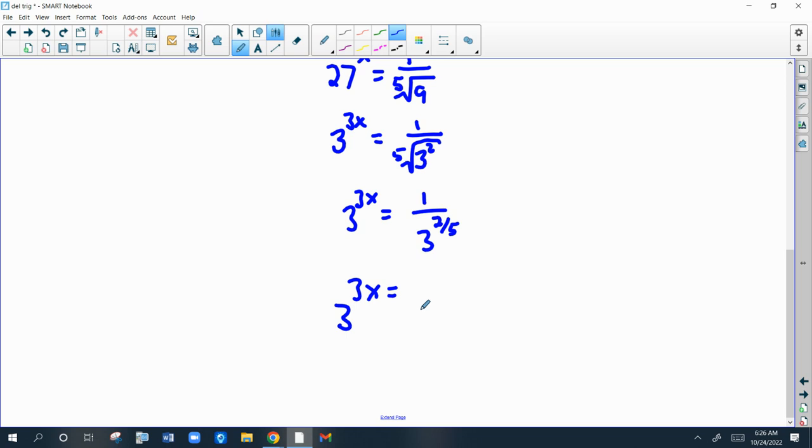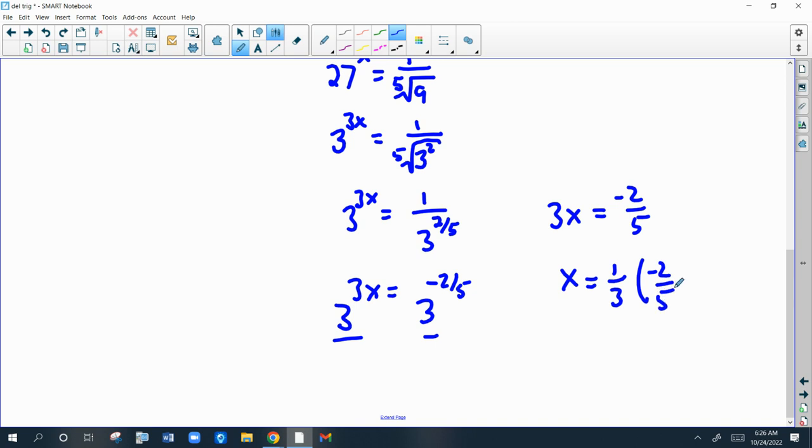Now we're going to use properties of exponents, bring that 3 to the 2/5 up, and make it 3 to the negative 2/5. And now that we have the same base, we're going to set the exponents equal to each other. I'm going to multiply both sides by 1/3 to get rid of that 3. So we have negative 2 over 15.